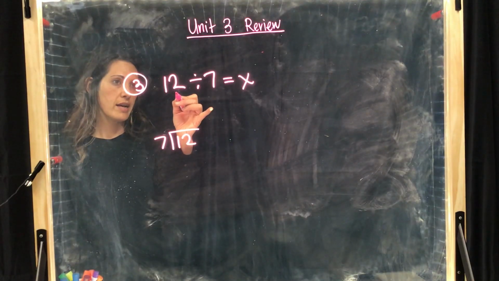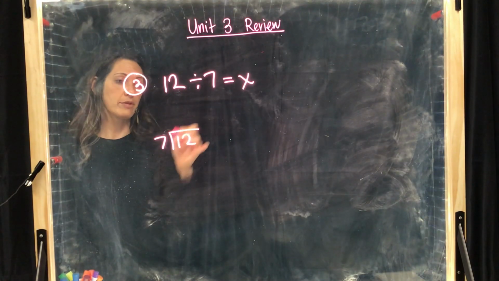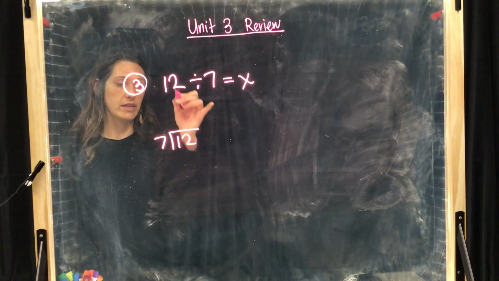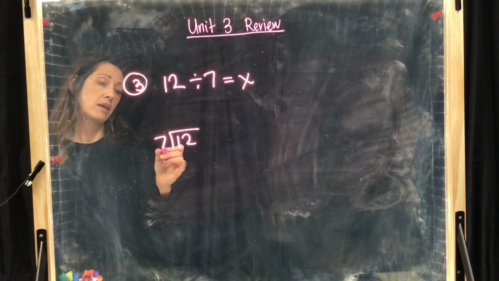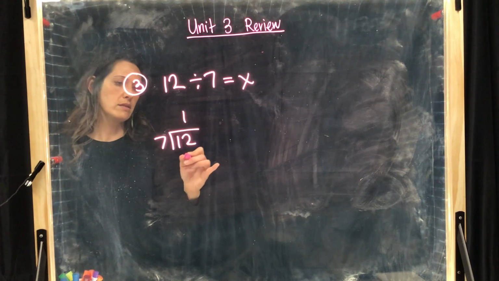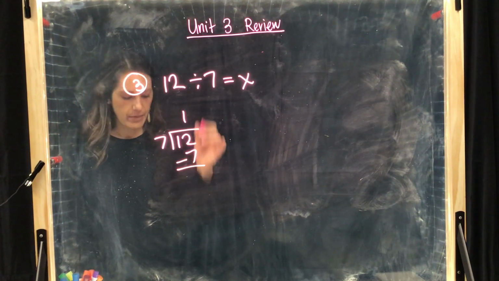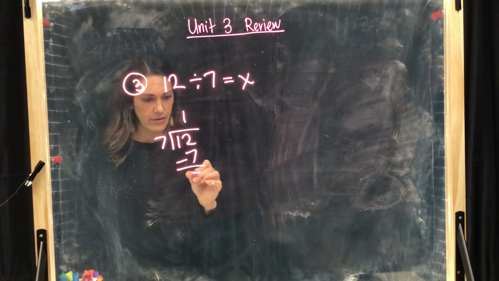The first number is the dividend, and the second number is the divisor. Okay, so first number dividend, second number divisor. This is how it would be set up in a division box. And 7 goes into 12 once. 12 minus 7 is 5.